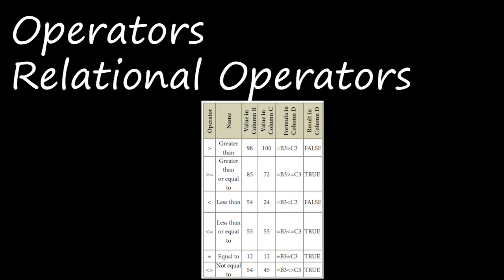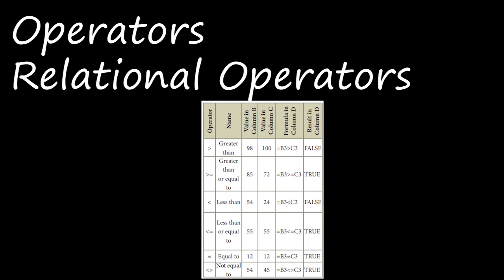The first operator is greater than, and along with the greater than, if an equal to comes, we'll say it is greater than or equal to. Greater than means, as we all know, it will find which value is greater. In the formula bar, if you see =B3>C3, that means 98 is greater than 100? 98 is not greater than 100, right?